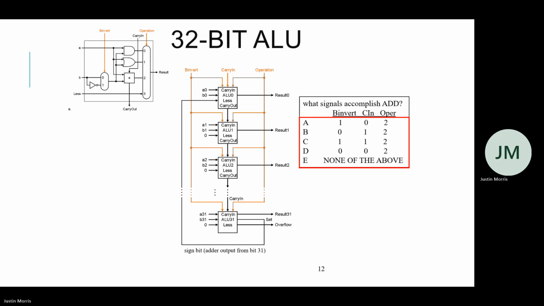So now we have B invert. We have this multiplexer for our input B. If it's 0, we just get B. If it's 1, we get the inverted B. And then over here, we have carry in. So if we make carry in 1, that's how we can add 1.